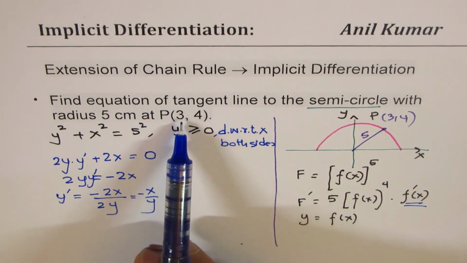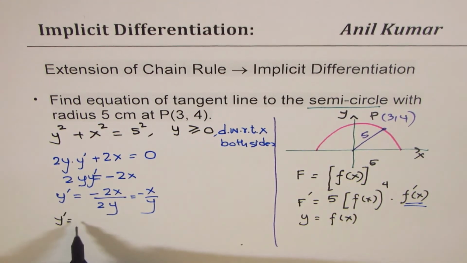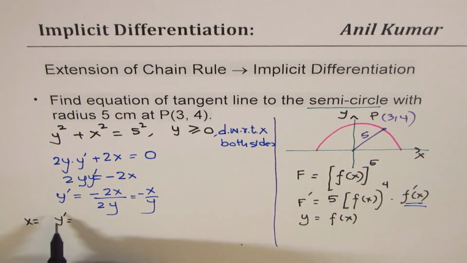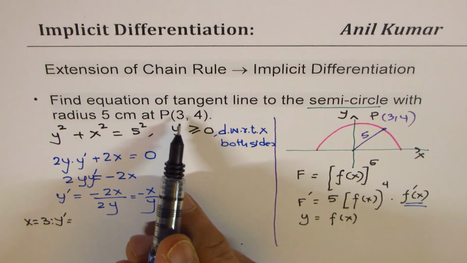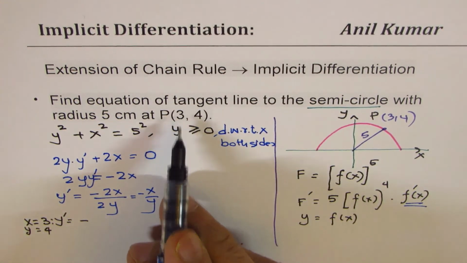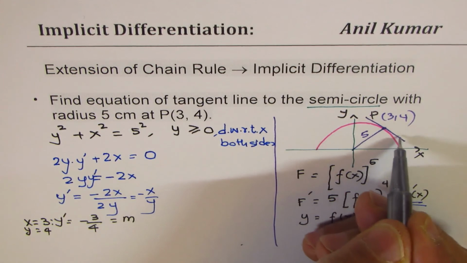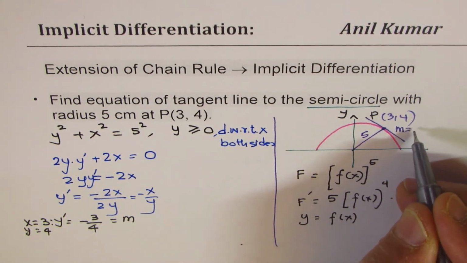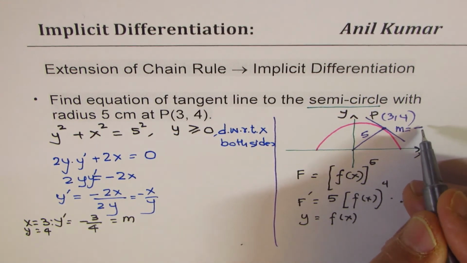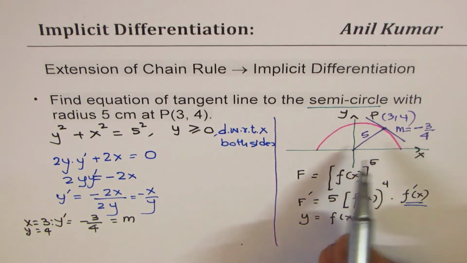At the point (3, 4), we know the values of x and y. So we can say that the derivative, or slope, at x equals 3 and y equals 4 is what? We can replace this and we say minus x is 3, so it is minus 3 over 4. So that becomes the slope of the tangent line at this point. If I sketch a tangent at this point, I know that the slope of this tangent is going to be negative 3 over 4. Correct? So that becomes the slope of this line.